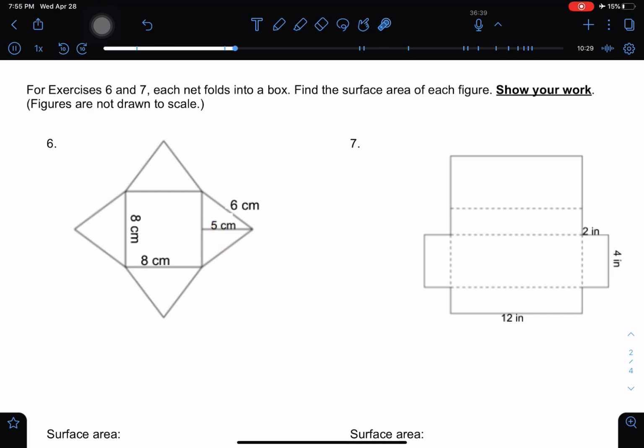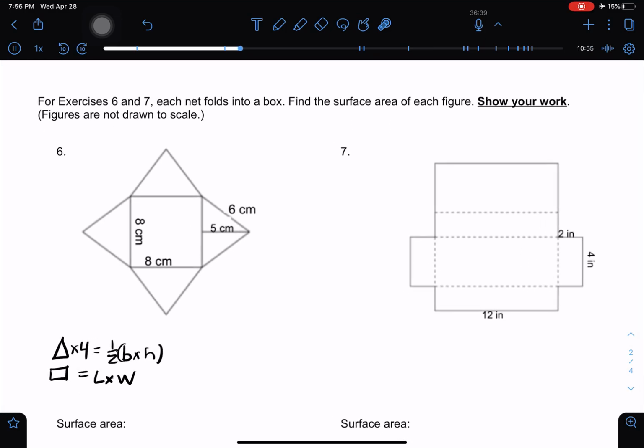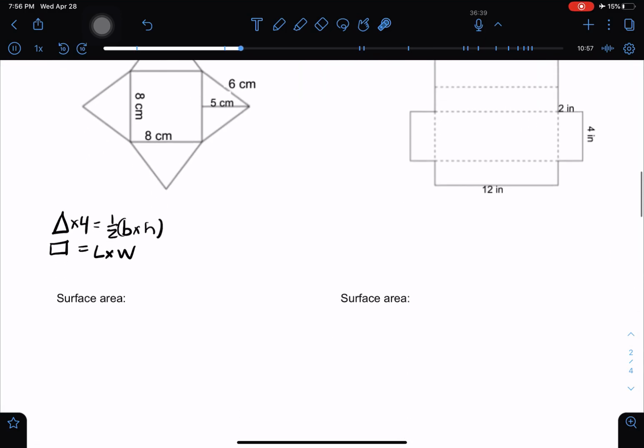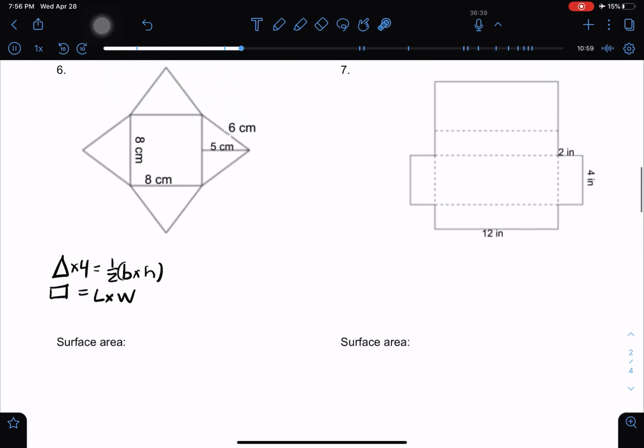So going ahead and looking at number 6, I do see that we have a triangle, or 4 of them actually, 4 triangles and a square. And I know that my formula for my triangle is going to be half base times height. And I know my formula for the area of the square is going to be length times width. So using this information, I'm going to go ahead and get started with finding the area of that triangle that we see off to the right.